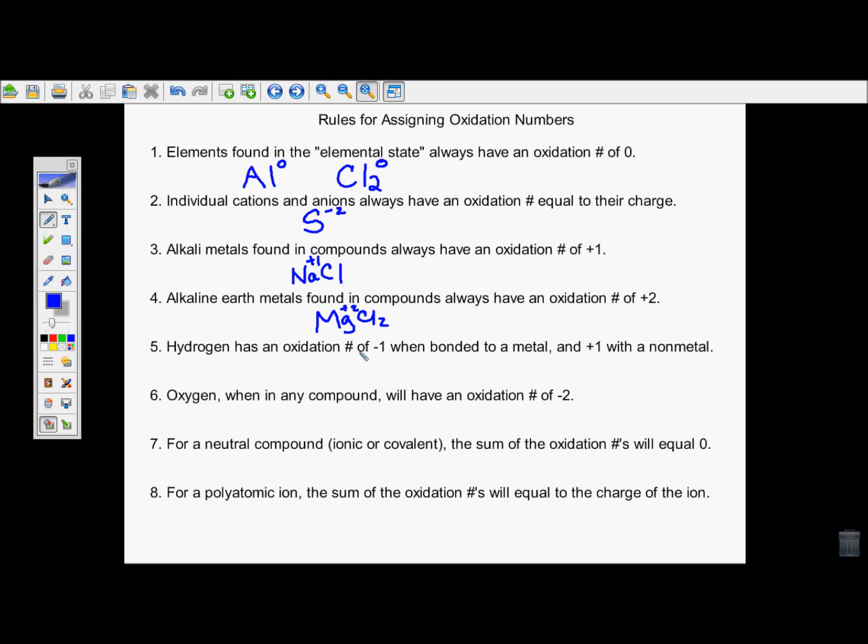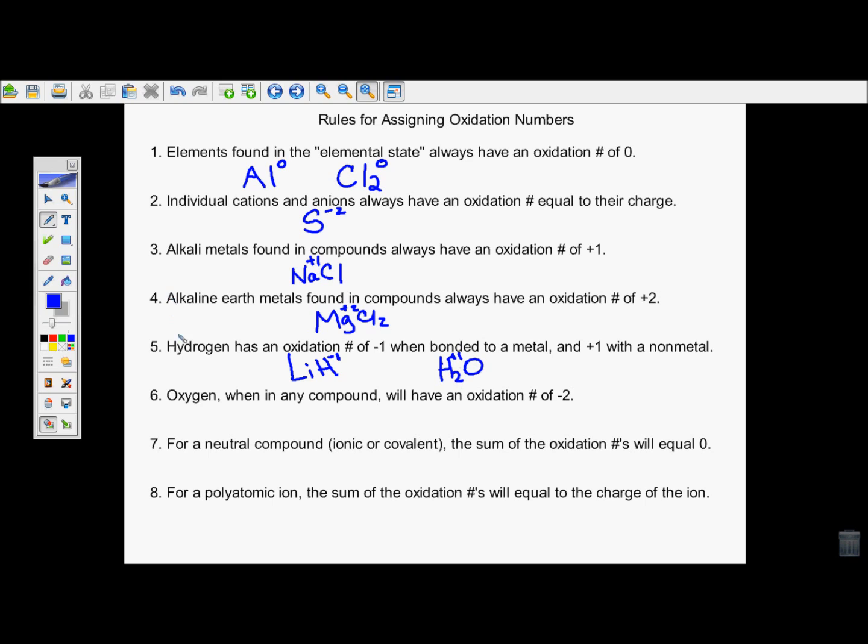Hydrogen, being kind of the outcast of the periodic table because it fits into so many categories and really no categories, can have an oxidation number of +1 or -1. When hydrogen is bonded to a metal, like in the case of lithium hydride, then hydrogen has to have an oxidation number of -1. When hydrogen is bonded to a nonmetal, like in water, then it will have an oxidation number of +1.